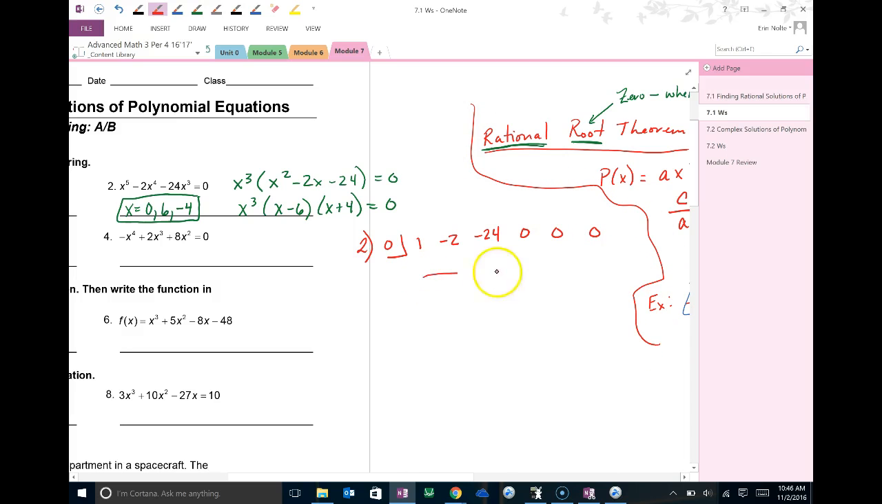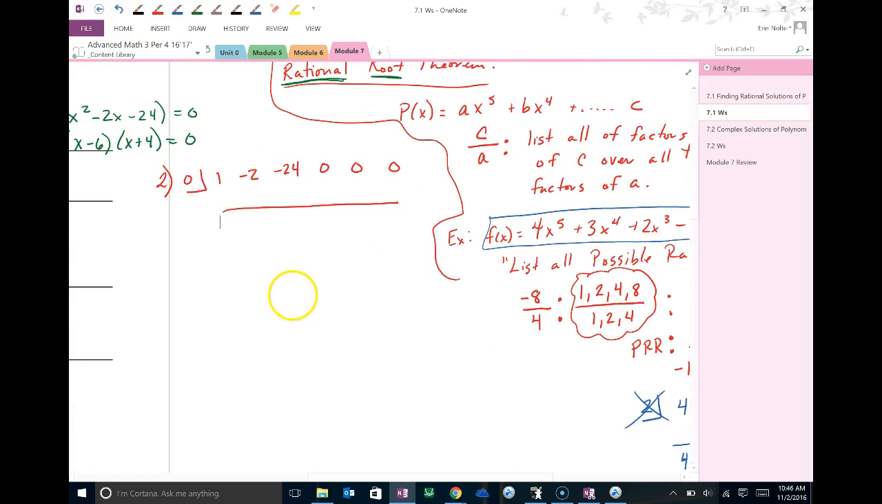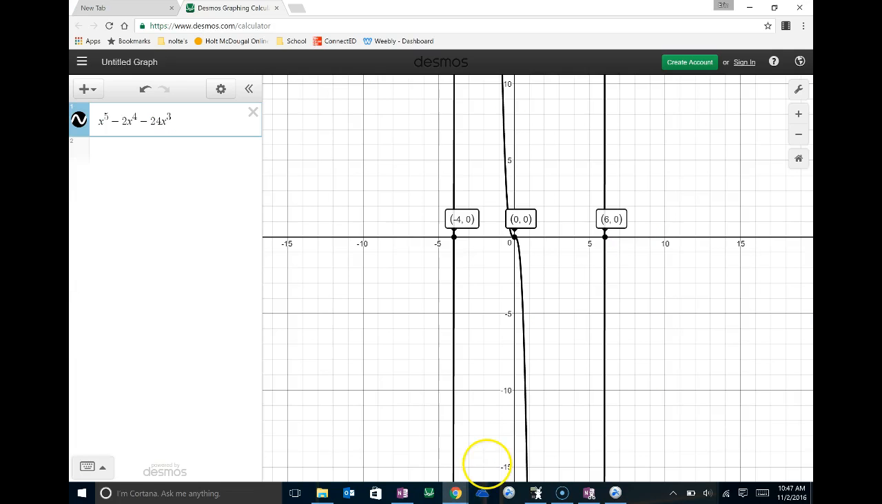Okay, so if I break this down, drop the 1, 1 times 0, 0. -2 plus 0, oh sorry, is -2. -2 times 0 is 0. -24 plus 0 is -24. 0, now we get 0, 0. So the last number is my remainder of 0. Okay, so 0 worked. Okay, give me another 0 I can use.